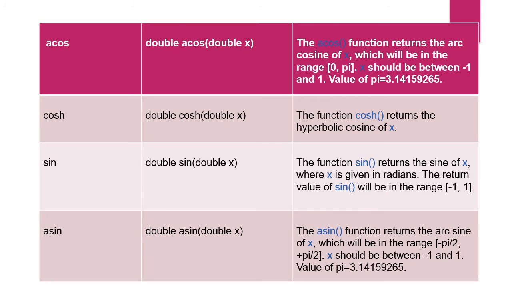The next function is the asin function, double asin(double x). The asin function returns the arc sine of x, which will be in the range -pi/2 to +pi/2. X should be between -1 and 1. The value of pi is 3.14159265.